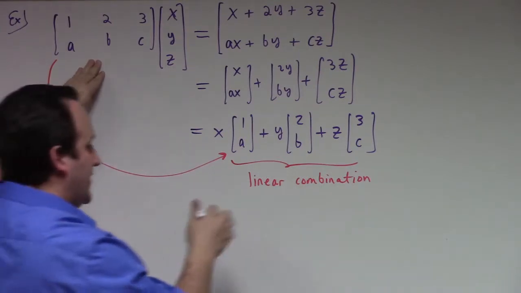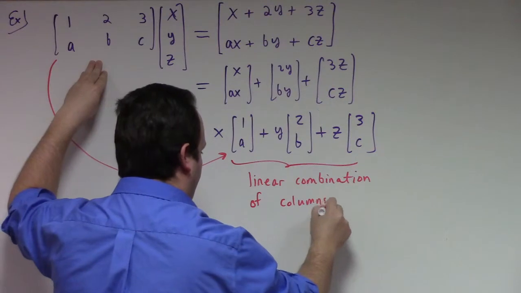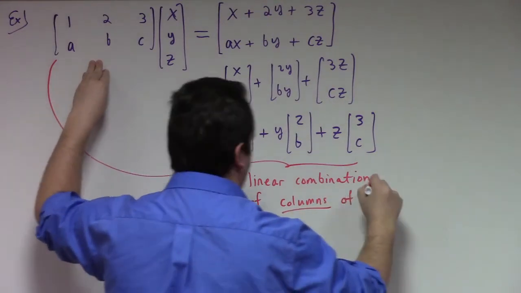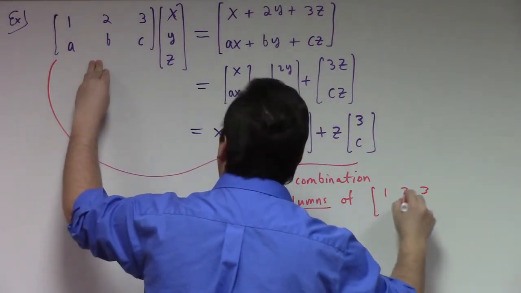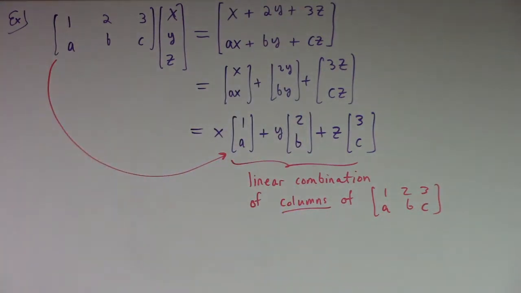Right. It's a linear combination of the columns of the original matrix 1, 2, 3, a, b, c. That's not something special to this. That's a generic fact about matrix multiplication. That's the takeaway message of this corollary. The product of a matrix times a vector is a linear combination of the columns of that matrix. Okay? Can you repeat that? Yeah. So here's an important fact.